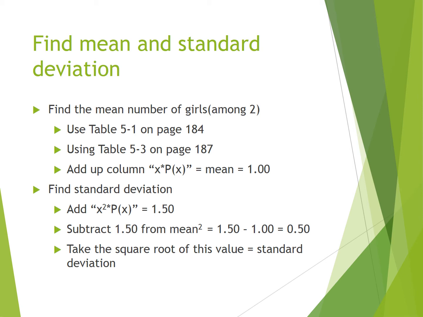Subtract 1.50. No, I'm sorry. This slide is written wrong. We're going to be subtracting the mean squared from 1.50. So look at the equals. That's correct. 1.5 minus 1 squared, but 1 squared is still just 1, is 0.5. Take the square root of that, and that will be the standard deviation.